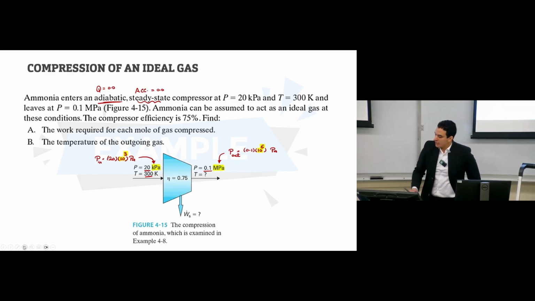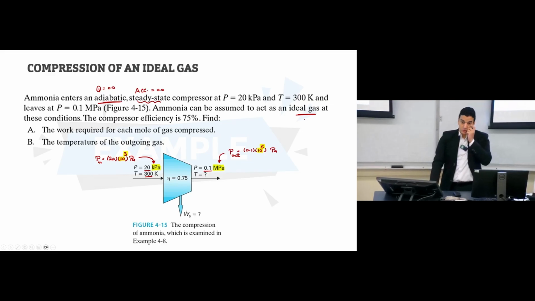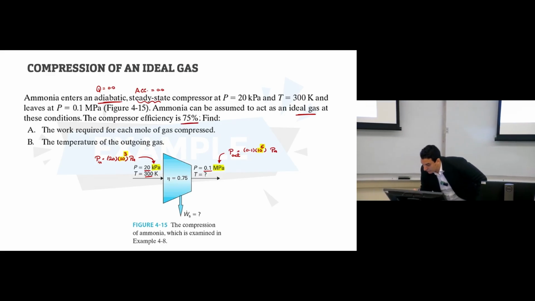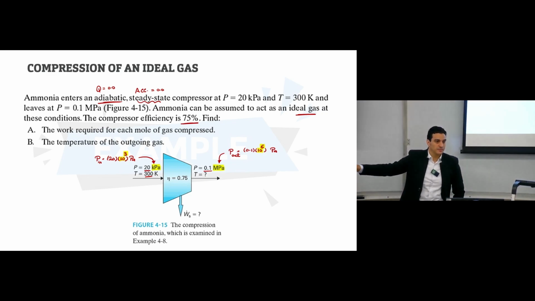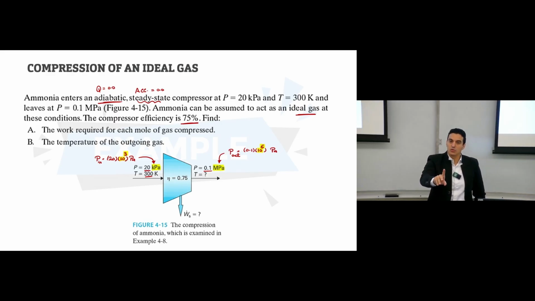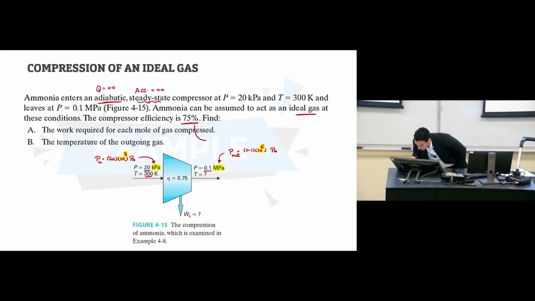Ammonia can be assumed as an ideal gas at this condition. The compressor efficiency is 75%. So this is thermal efficiency or isentropic efficiency. Is this something for a whole heat engine or just a single component? Single component, right? So this efficiency here is the isentropic efficiency.